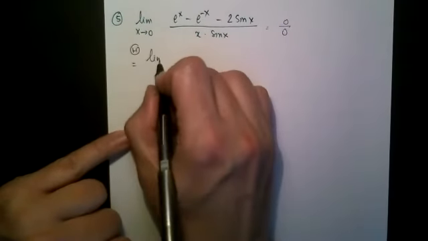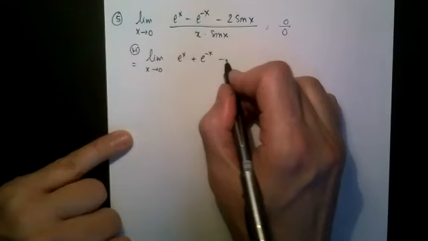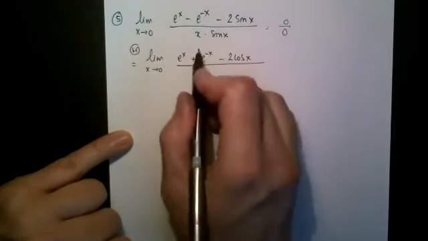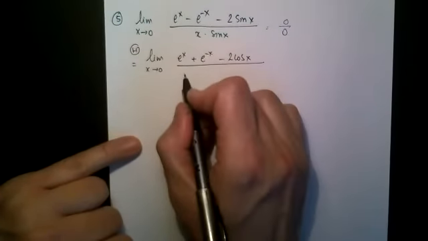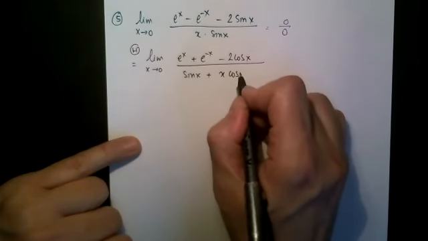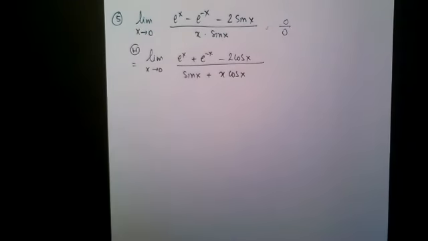As x approaches 0, the derivative of the top is e to the x plus e to the minus x minus 2 cos x, over the bottom. I have a product rule, so I have sine x plus x cos x. You get this? Any questions here?